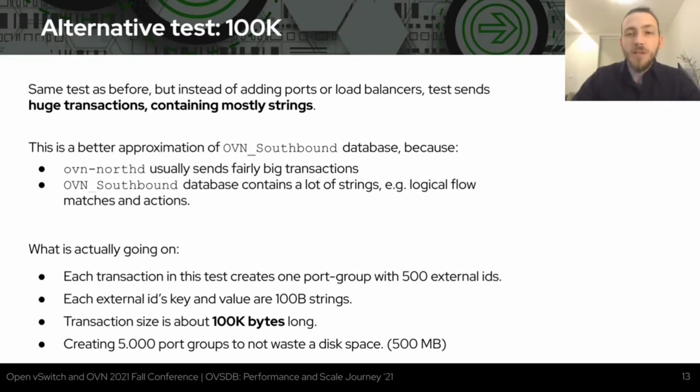Each transaction will create a port group with 500 external IDs, and each external ID's key and value are 100-byte long strings. So we will create 5,000 such port groups to not waste a lot of disk space.